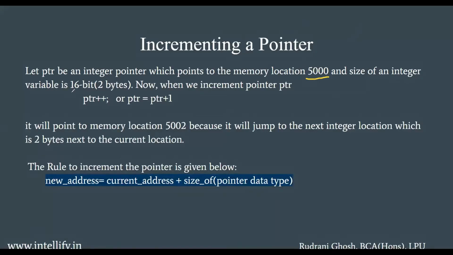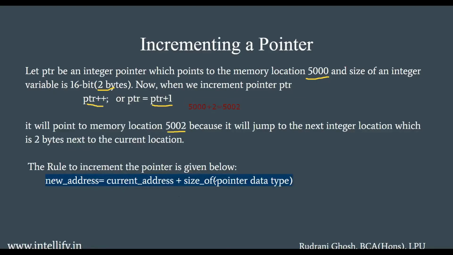16-bit means 16 by 8, since the size of a byte is 8. So 16 by 8 is equal to 2 bytes. When we increment it, incrementation means PTR plus 1, and it will point to the next memory location. And what is the next memory location? The next memory location is 5000, which is the base address, plus the size of the data type of the variable, that is 2, because integer size is 2.